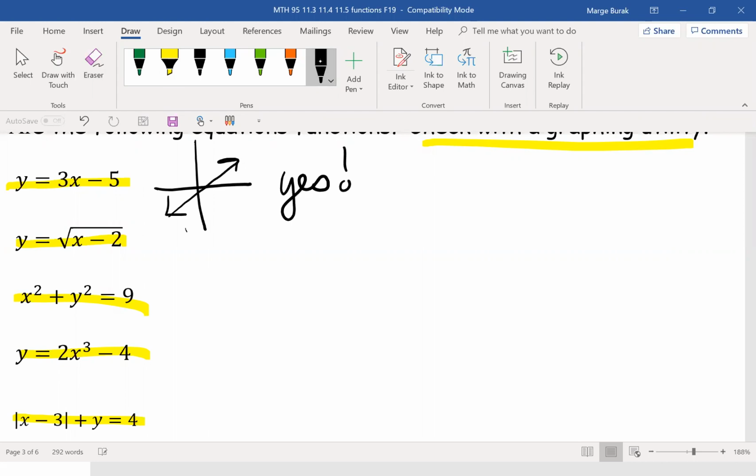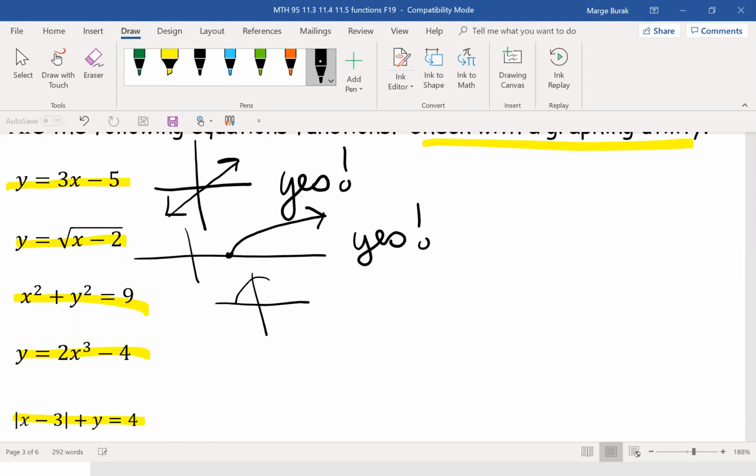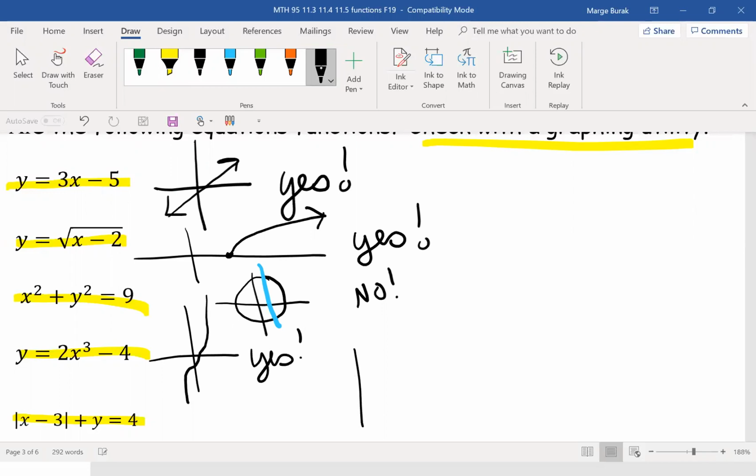Yes. This one, if you recall, was square root. And yes, that was a function. This one was the circle. This was not okay. No, did not pass the vertical line test. Let's see, this one was a cubic. It went something like this. And yes, that was a function. And this last one was an upside down V, and that's our absolute value function. Okay, so that one was a yes.